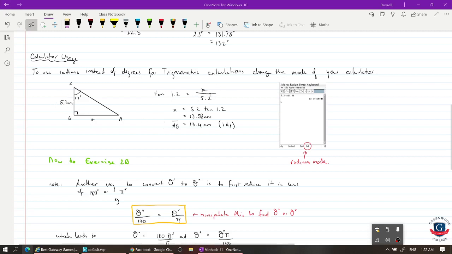We rearrange the equation to make x the subject. We get 5.2 tan 1.2. We make sure our calculator is in radians mode. We put that in and it gives us 13.38, or 13.4 to 1 decimal place would be this value of x. No degrees in sight. We can do it all with a radian measure.